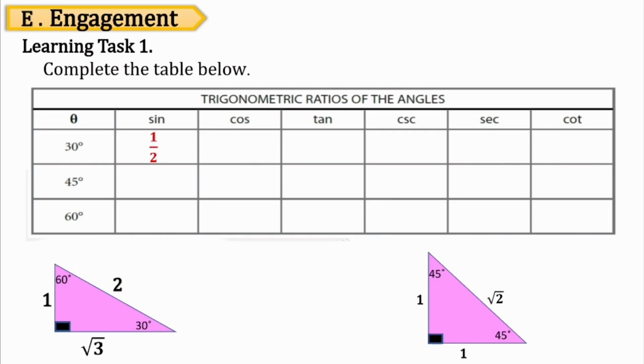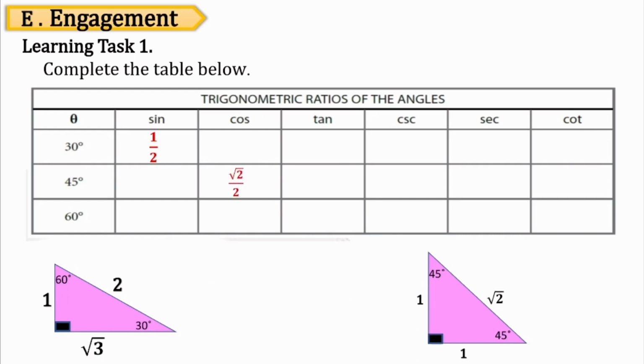Para naman class sa cosine 45 degree, cosine is adjacent over hypotenuse. Kung ang ating adjacent is 1 at ang hypotenuse natin class is square root of 2, kailangan pa natin gamitan ng rationalizing the denominator katulad nung ginawa natin kanina. So, multiply lang natin yung numerator and denominator by square root of 2. Final answer natin dito, cosine 45 degree is square root of 2 over 2.